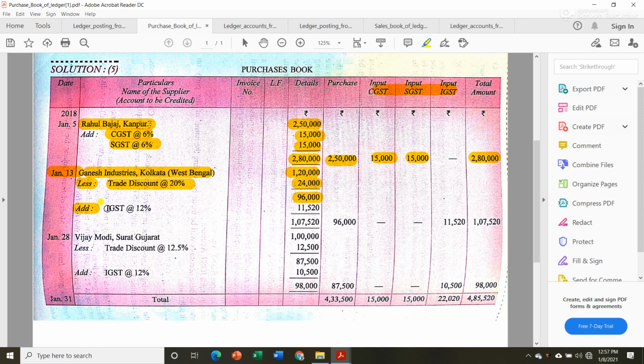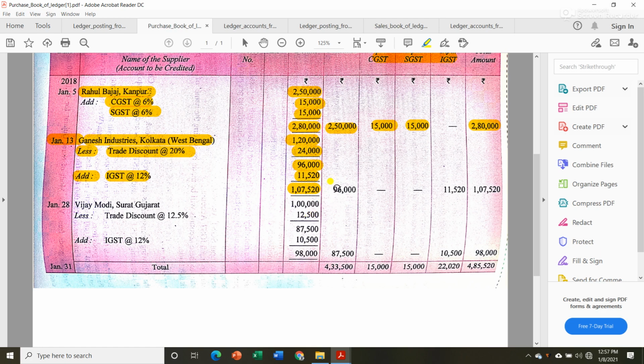Then we have to add IGST at 12%. 12% of 96,000 is 11,520. Now adding this we got 1,07,520. The purchases amount we have is 96,000 after deducting trade discount.